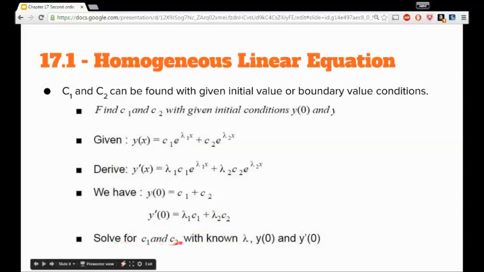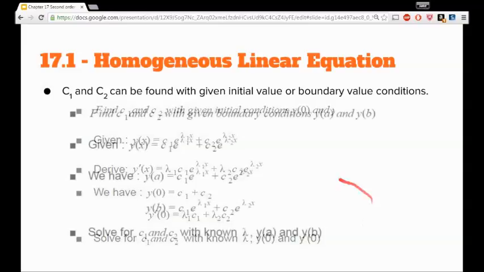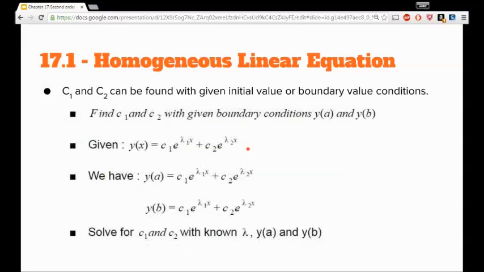Now we solve for c1 and c2 with the known lambda and the initial conditions. Now this is the case where we look at the boundary value conditions that were given in the problem. We have this case, it's the same case, case 1. And we have the boundary conditions here, where it is ya and yb. And we set it equal to the equation. And we can solve it with a system of equations to get c1 and c2.